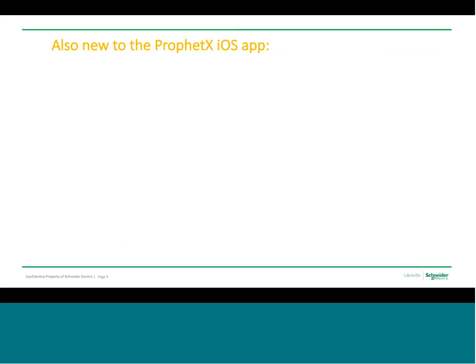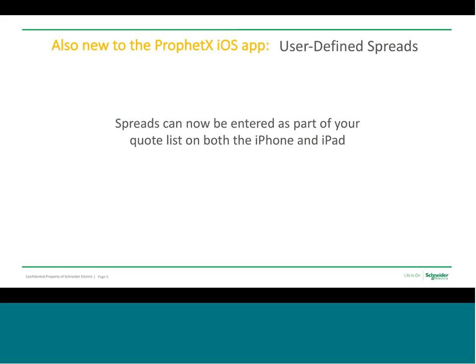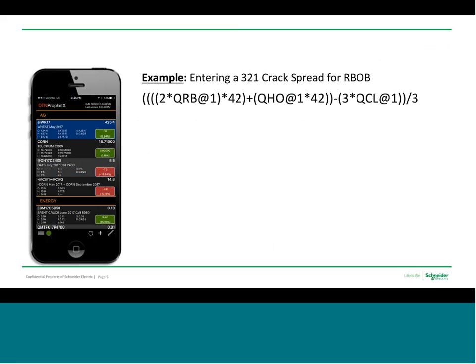So as I mentioned earlier, also new to the ProfitX iOS app, user-defined spreads. So both on the iPhone and iPad. So we're really excited and proud of this feature. This has been a piece of feedback that we've received from customers for some time now. So we're excited to introduce it to you. So here's one example of a 3-2-1 crack spread for RBOB.